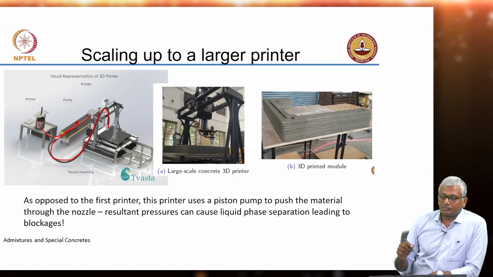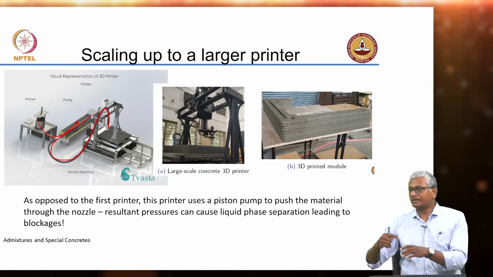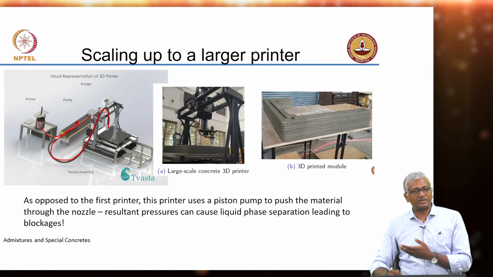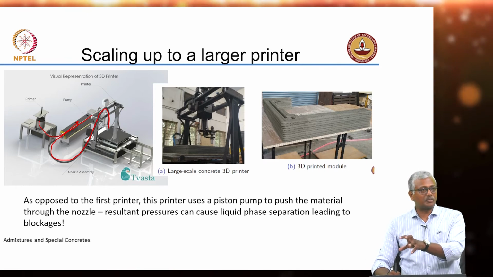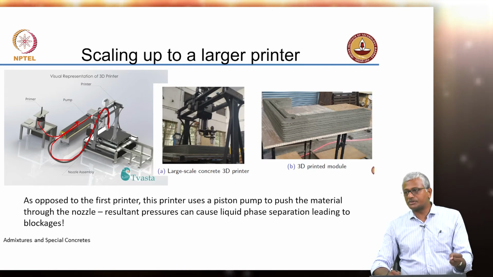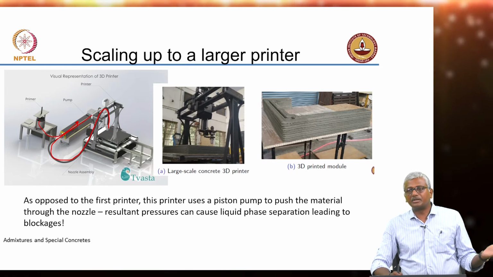Now, in the previous system, if you remember, it was a simple delivery system. We put the material inside, and the screw basically pushed the material to the nozzle, and then it printed. So, the mix that you put in and the mix that you got out of the nozzle were similar in the case of the simpler printer that I showed you previously.